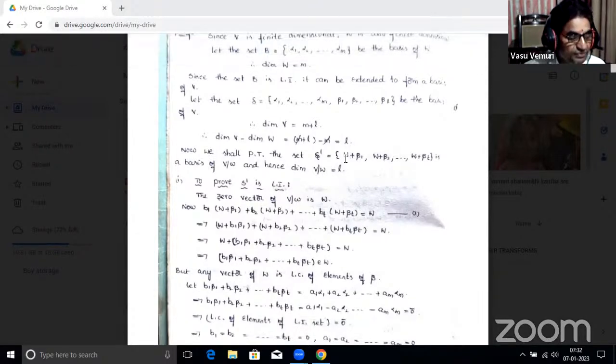That's enough, because the elements of the quotient space are cosets. Now the extension elements are the betas. Corresponding to the beta values, the cosets W plus beta 1, W plus beta 2, and so on, W plus beta l, form the set denoted by S dash. This is the basis set of V by W, consisting of l elements. So the dimension of the quotient space V by W is l.